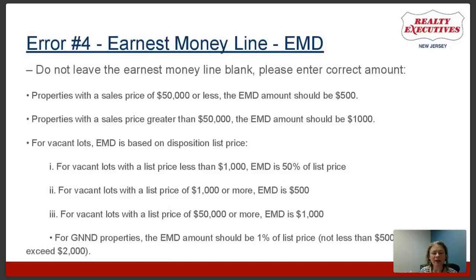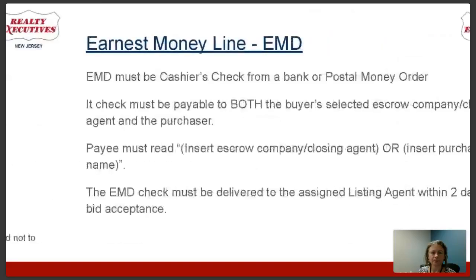For good neighbor next door properties, the amount should be 1% of the listing price, but never less than $500 and not more than $2,000. So it is very important when you are showing the property to know what the requirements are based on the sales price and what type of property it is.